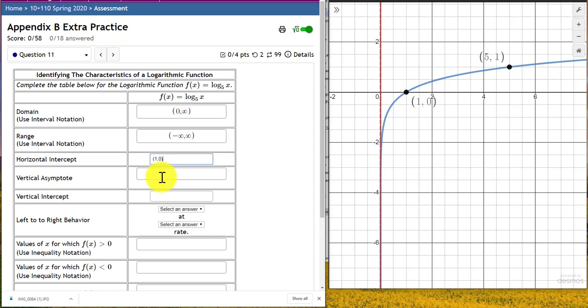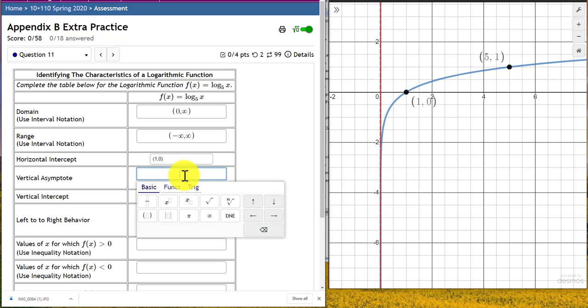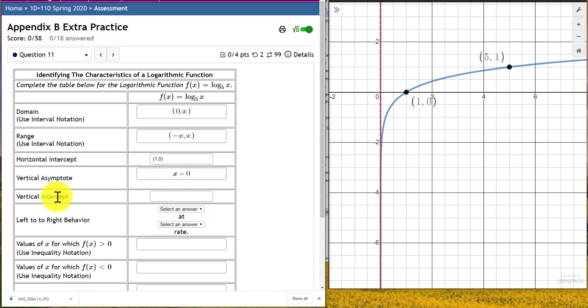Y asymptote. There is a y asymptote. That is the red line. Now the y asymptote is a line. It's not a point. It's not a number. It's a line equation. So I have to say x equals 0. And vertical intercept point. Well, wait. If there's an asymptote, it never crosses. This blue line is never going to cross over to the other side, so you never get a point here. That's the whole thing with that vertical asymptote. So here we're going to have to say does not exist.